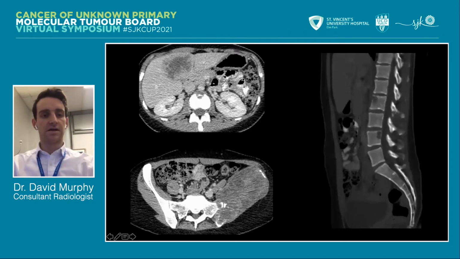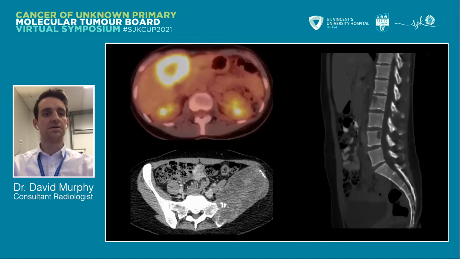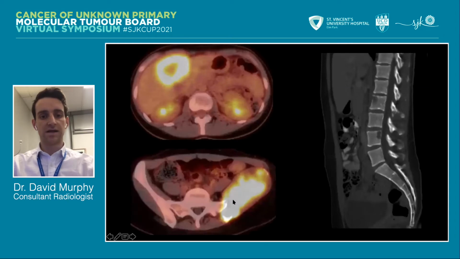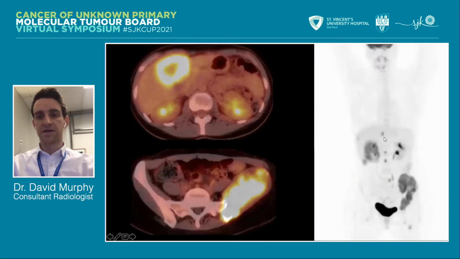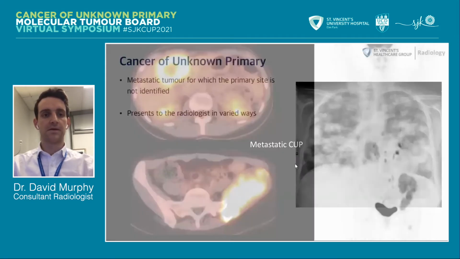The next diagnostic test was an FDG PET-CT to try and find a primary source. This demonstrated that the liver and bone lesions were intensely hypermetabolic with several further bone metastases, but no convincing primary site was identified. This was a fairly typical example of metastatic carcinoma of unknown primary.